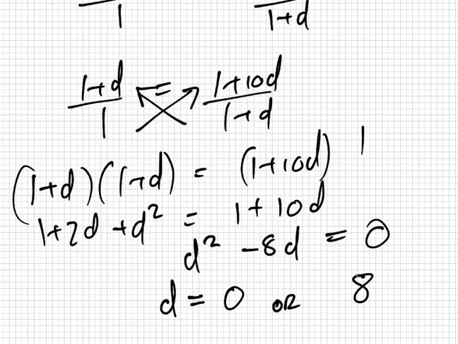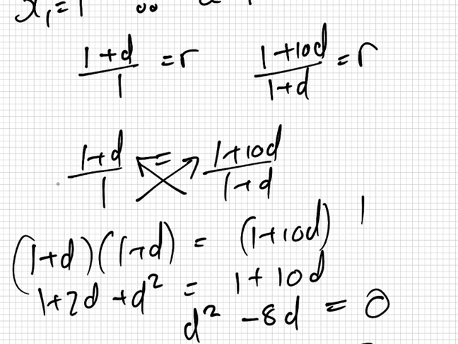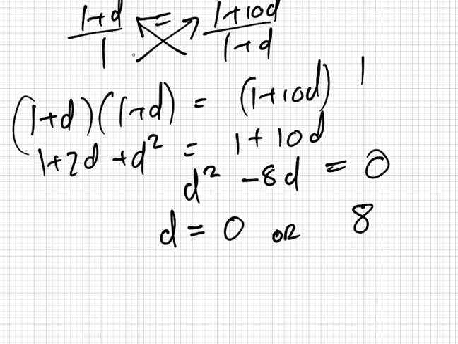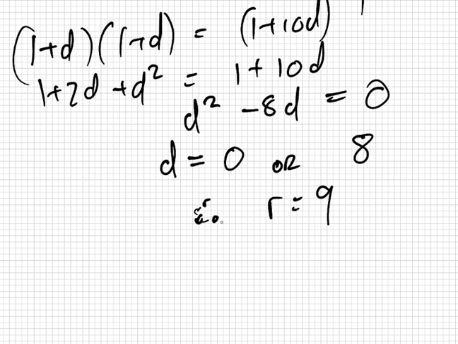So we have the D. How can I find the A? Well, I know the A. How can I find the R? We have it back here, don't we? R equals 1 plus D over 1. So it'd be 1 plus 8, which is 9, over 1, which is still 9. So therefore, R equals 9. So I have the D, I have the R, and I have the A. So I know the sequence.